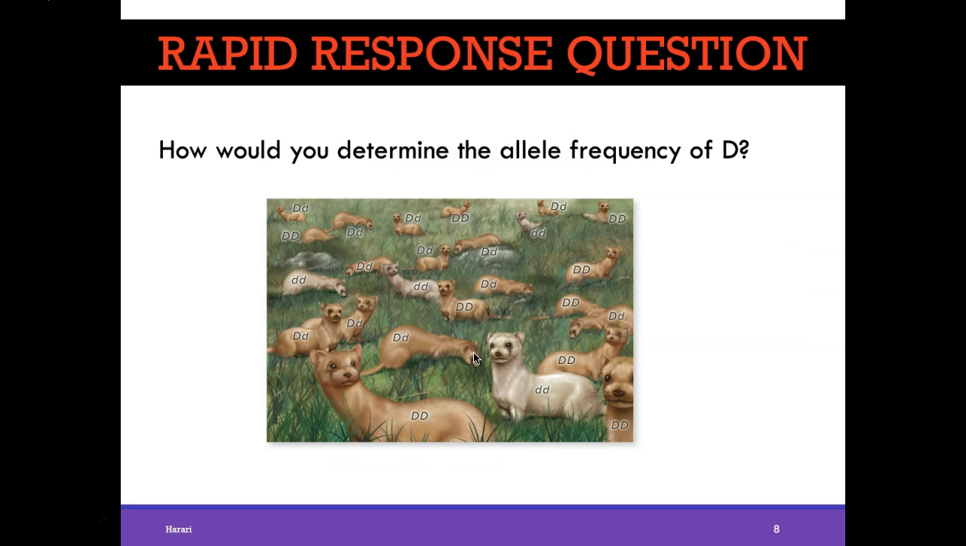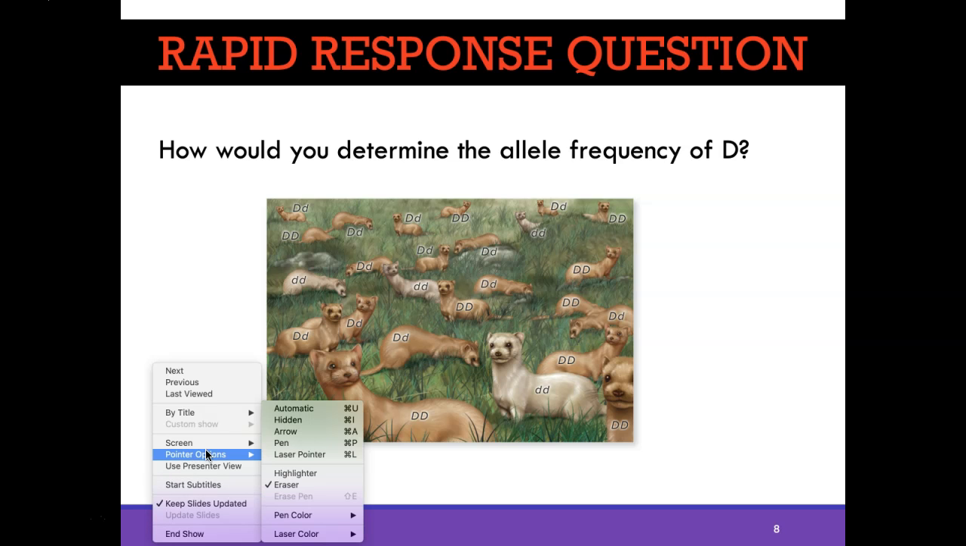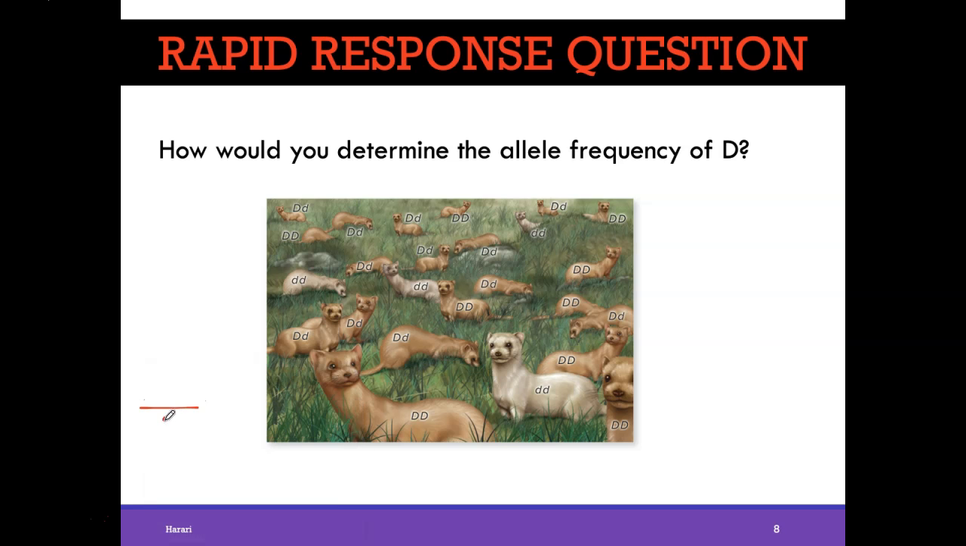So in this picture, how can I determine the allele frequency of big D? So how would I figure out the allele frequency of big D? In this picture, we're shown 25 ferrets. And we can assume that big D encodes for dark fur and little d encodes for light fur. So to calculate the frequency of big D, first calculate the total number of alleles in this population. Since there are 25 ferrets in this picture, each has 2 alleles for fur color, we can say that there's a total of 50 alleles. So that's our denominator.